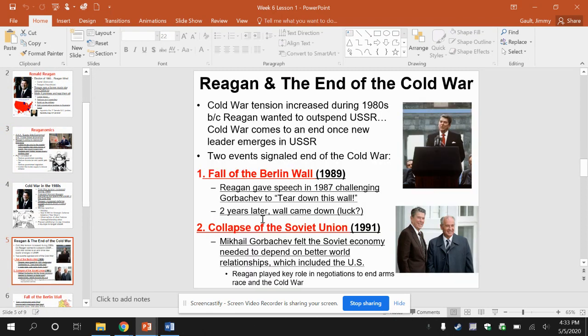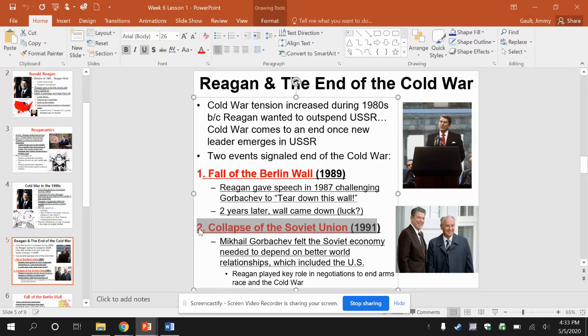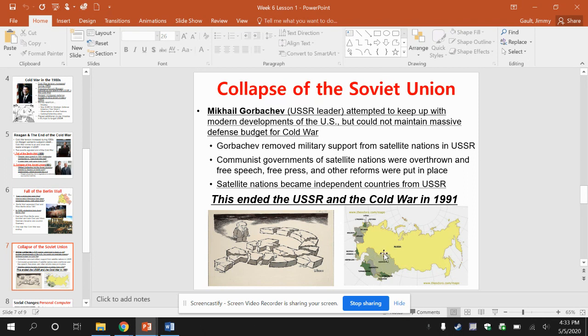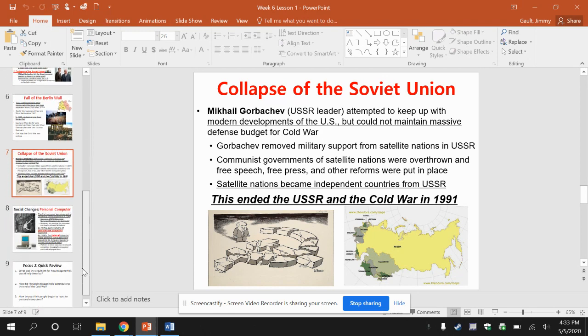Another part of Reagan that will be on here is the end of the Cold War. We started the Cold War way before we got out of school, and now we're finally coming to an end. Two main things that show the end of the Cold War are the fall of the Berlin Wall in Germany and the collapse of the Soviet Union. Berlin was divided and Germany was divided, but Germany is going to be reunited in the 1980s, 1990s. The Soviet Union is going to fall apart. You can see this map right here, all these little countries now become independent.